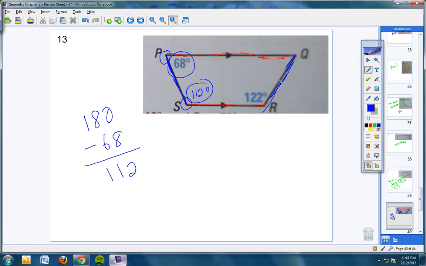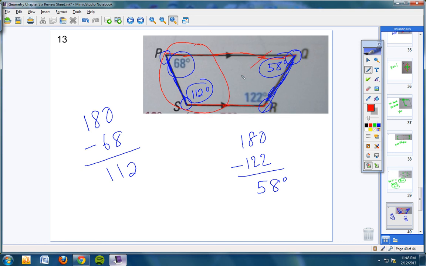Now, look, here's another leg. This angle right here has to be supplementary to this angle. So I take the 180 and I subtract 122 and I get 58 degrees. So this angle right here is 58. There we go. Do you see how I did that? I'm going to circle these in red. These 2 angles had to add up to 180, and these 2 angles had to add up to 180.